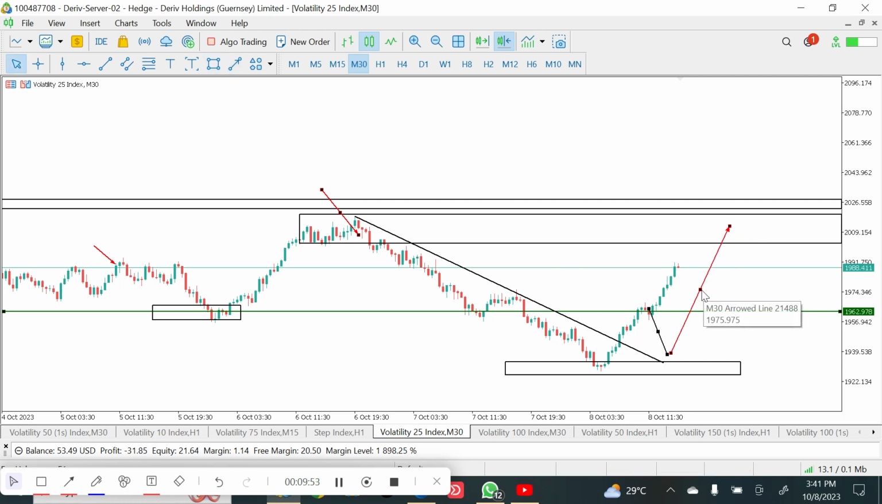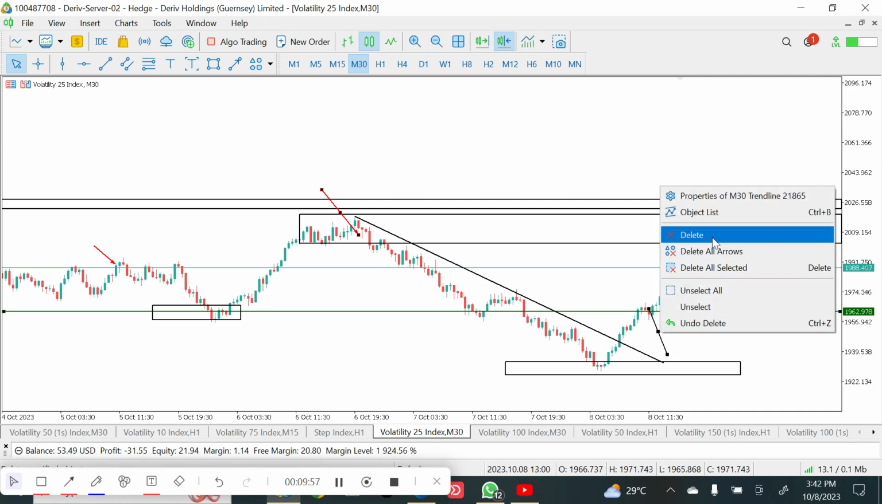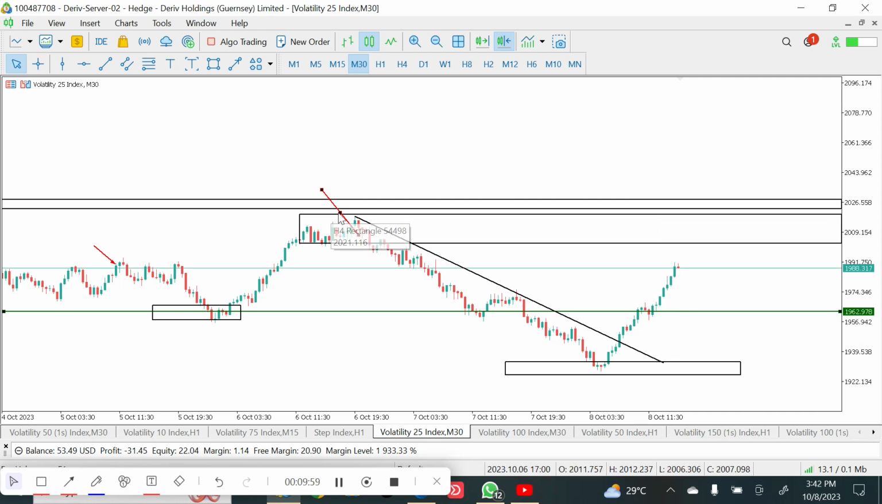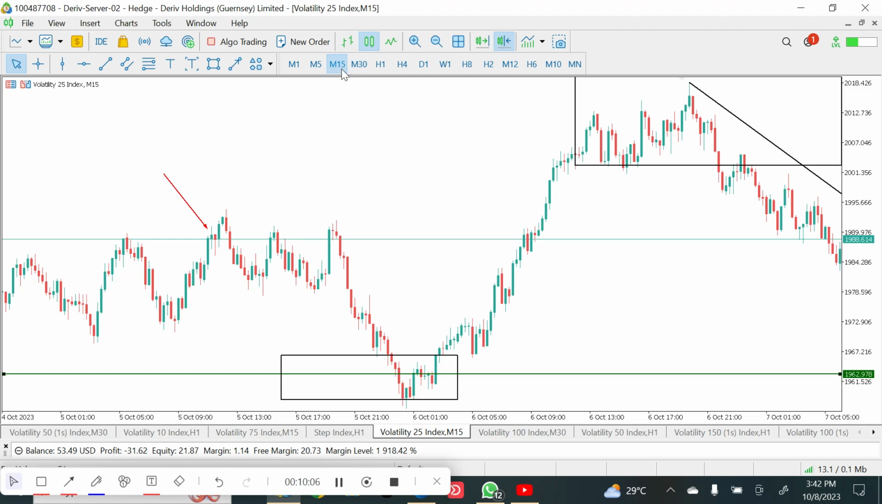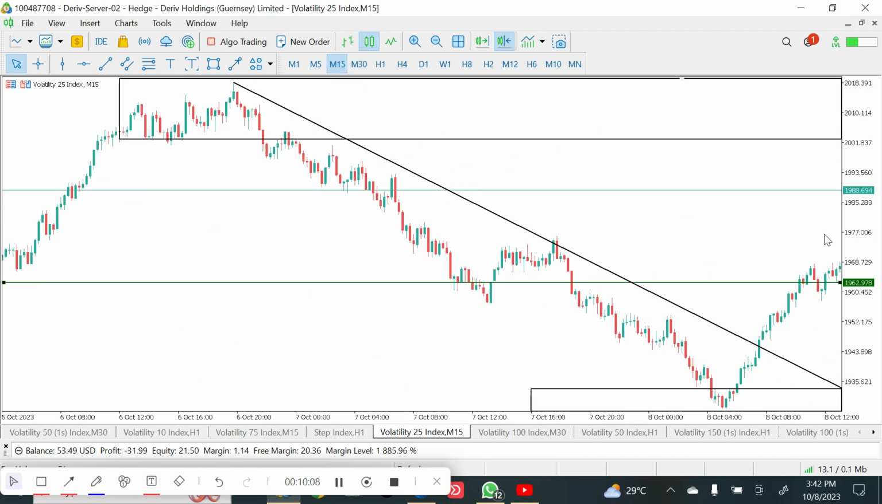But because we are sell traders, I was not even interested in the buys. So I'm waiting for the sell, because if I catch the sell, I can hold for long because of the monthly time frame. All right, so that is that for volatility 25.